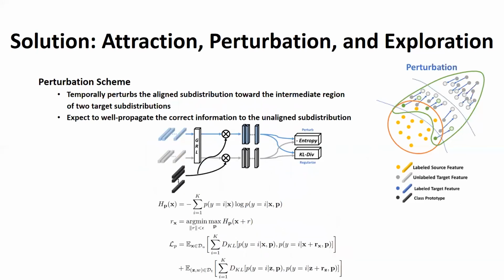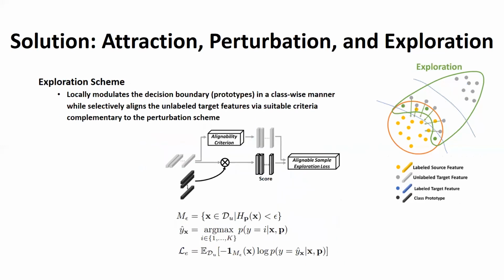Different from the conventional adversarial perturbation scheme, our perturbation scheme temporarily perturbs the aligned subdisk toward the intermediate region of two target subdisks to propagate the correct information to the unaligned target subdisk.